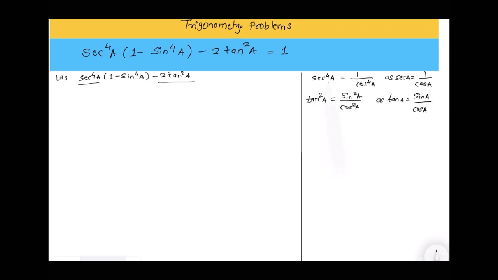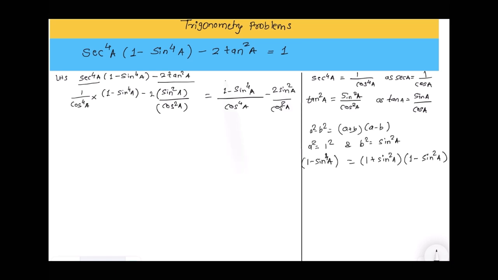Sec raised to 4A is equal to 1 upon cos raised to 4A, as sec A is equal to 1 upon cos A. Similarly, tan square A is equal to sin square A upon cos square A, as tan A is equal to sin A upon cos A. Let's put these values into the equation. We get 1 upon cos raised to 4A into 1 minus sin raised to 4A minus 2 sin square A upon cos square A, which is nothing but 1 minus sin raised to 4A upon cos raised to 4A minus 2 sin square A upon cos square A.